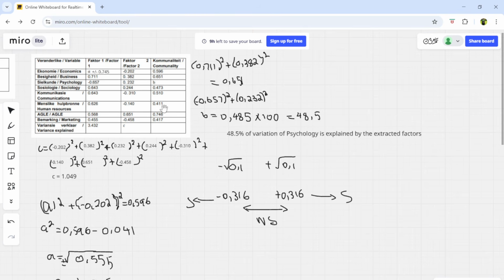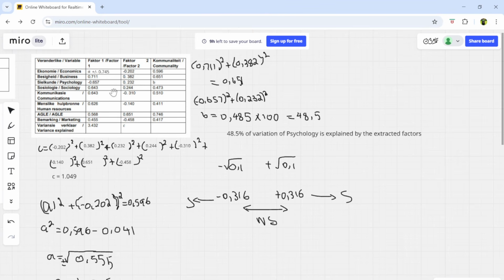Let's look at the other ones like AGLE, for example, actually 0.5 is significant and 0.651 is also significant. They are both more than 0.316. In that case, we would say that AGLE is also a complex variable. The same with marketing as well.